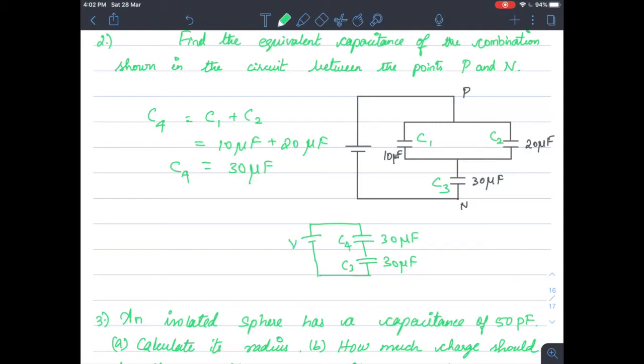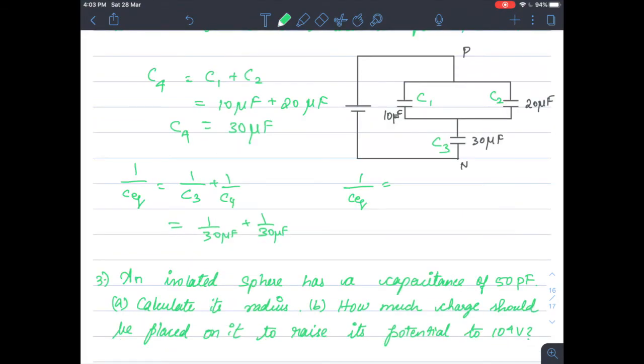Now what happens? Now both these capacitances are in series. So what we have to do is find out its equivalence by using the series combination formula. For series combination, C equivalent is equal to 1 by C3 plus 1 by C4. So what is 1 by C3 here? 1 by 30 microfarad plus 1 by 30 microfarad. Denominator same, so you can directly add. So 2 by 30 microfarad. 2 by 30 is nothing but 15 microfarad. So C equivalent has become 15 microfarad.